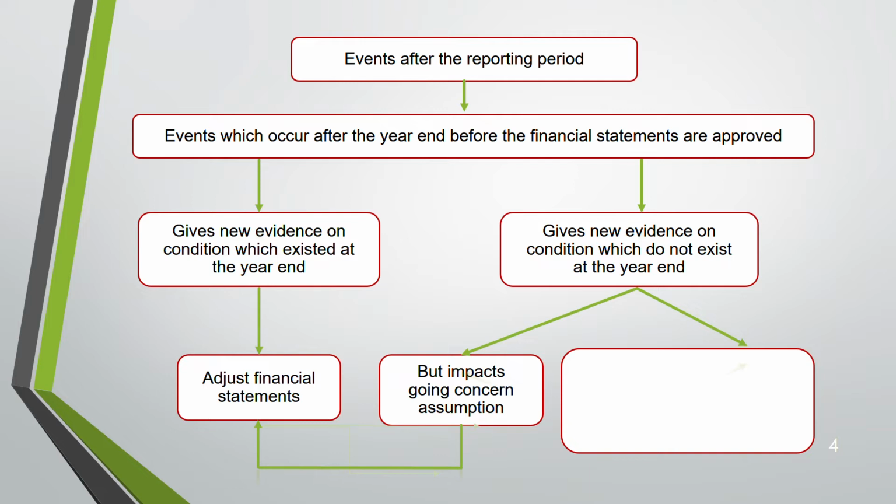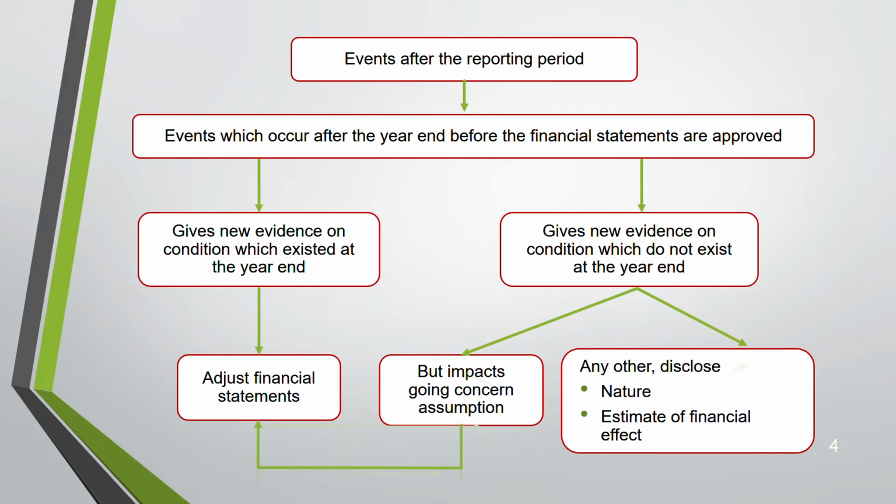But what if it does not impact your going concern assumption? Then you do not adjust the financial statements. But it does not mean you just wait like this. No, you have to disclose it. Even if you're not adjusting it, you have to disclose what? Disclose the nature of the event and the financial effect. What is the financial effect? An estimate of it. These two things you have to disclose.